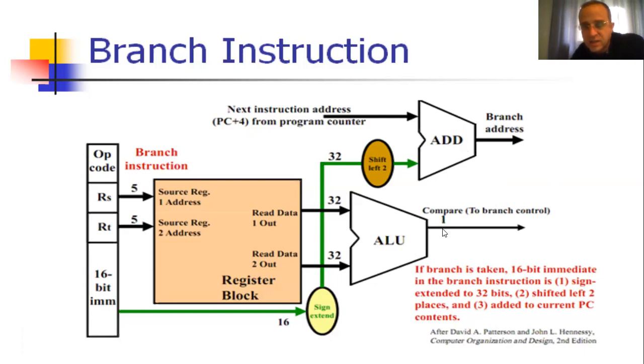If this is 0, if the 0 line is 1, that means it was 0, and then we should go to this branch. But if the 0 line is 0, then that means it was not 0, and then we'll go to the regular PC plus 4, and that's not in the diagram.